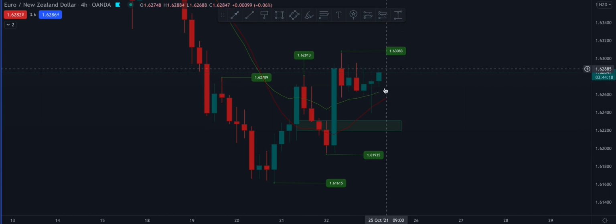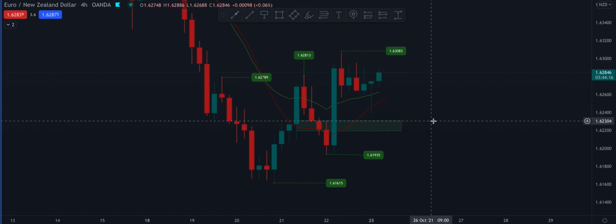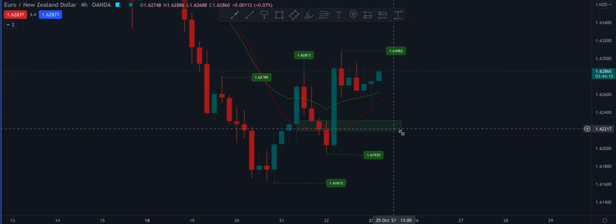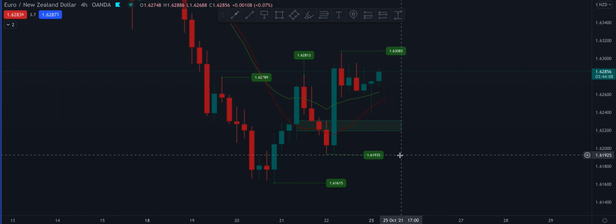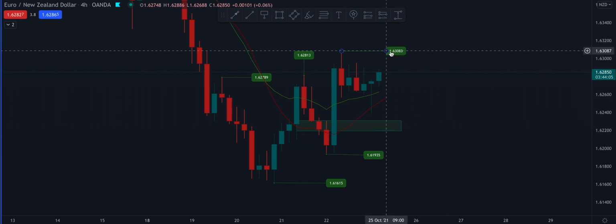Okay, so this is a trade setup that I'm looking for. One of my entry prices will be about 1.62305. I'm just going to round it. And if we come into my zone and we stay above 1.61935, I would be buying back up to the previous highs here at 1.630s.